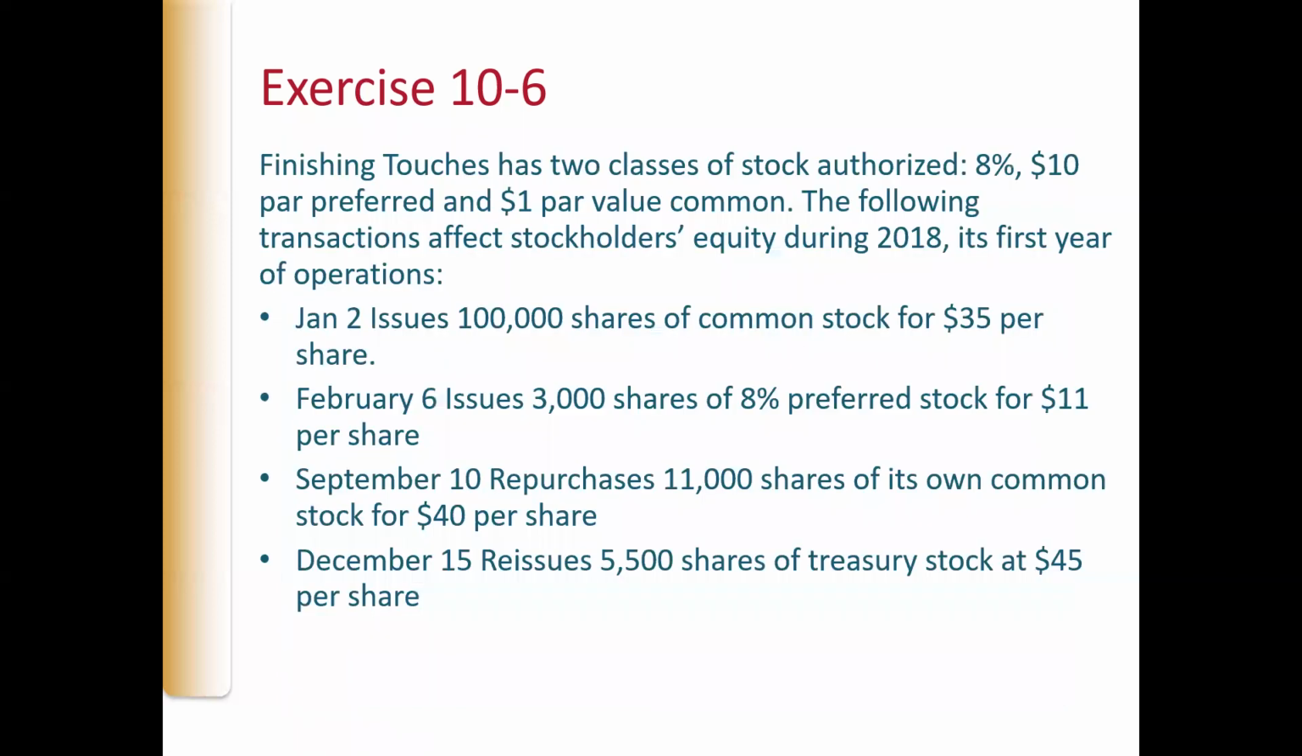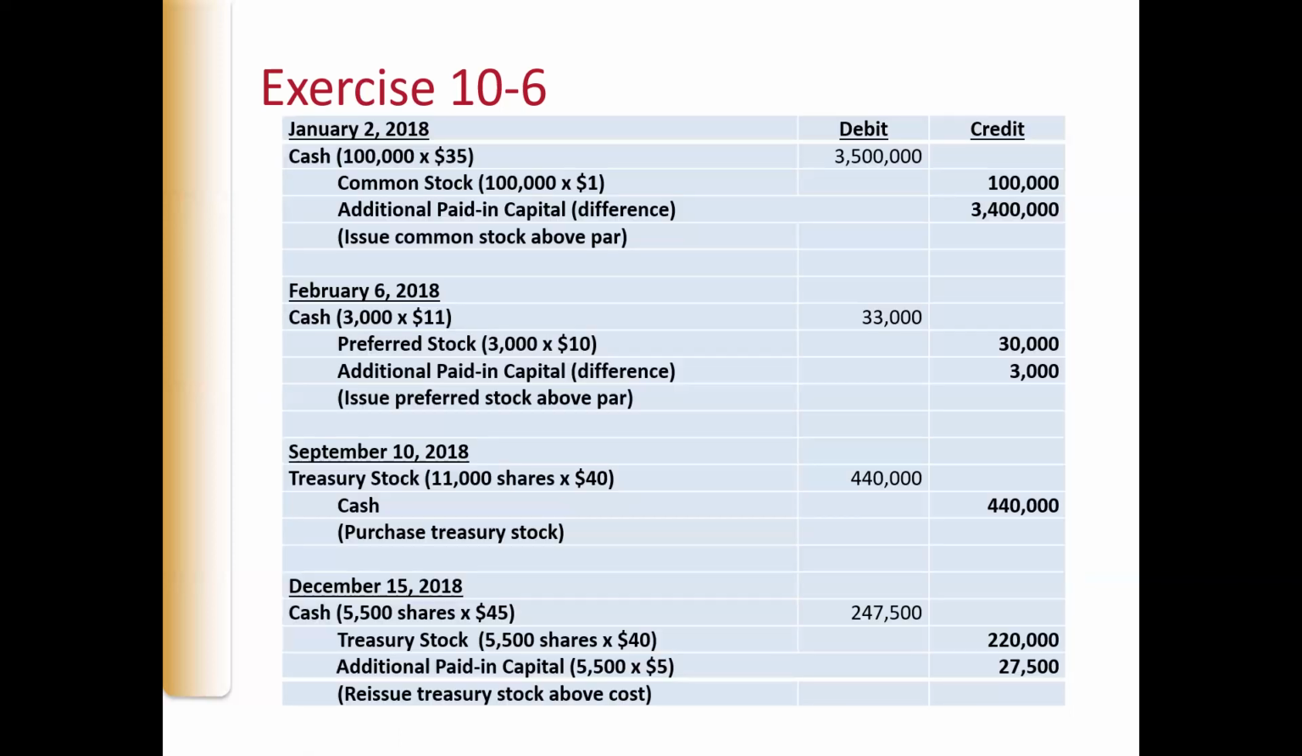Now, the next one's the tricky one. In December 15th, when we reissue 5,500 shares of treasury stock for $45 per share, we need to remember what we purchased it for. We purchased it for $40. So we need to zero out that treasury stock. We debit our cash. We show our credit to treasury stock at the $40 a share, and any difference, excess or under, will go into additional paid in capital. In this case, it's a credit to additional paid in capital. It's a gain on selling that treasury stock.